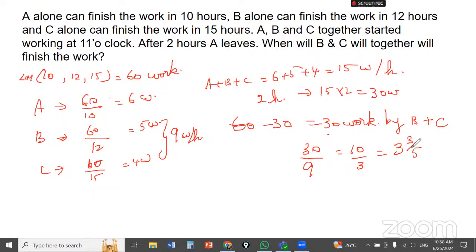3 hours, 3 by 5 means we can convert this into minutes. How can we convert? We need the denominator to be 60. If you convert the denominator to be 60, see 3 by 5 means how many minutes it is. Multiplying with 12, top and bottom. Sorry, not 60, 12. If you multiply it with 12 only, you'll be getting 60. So that is 36 upon 60, which means 36 minutes. 3 hours, 36 minutes.